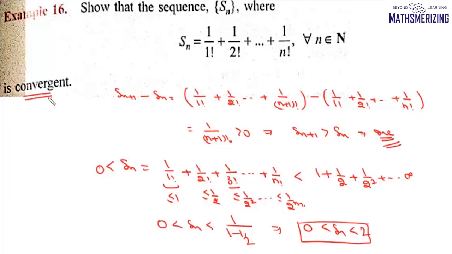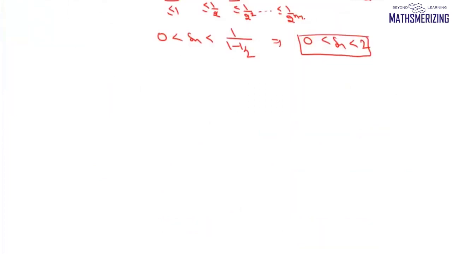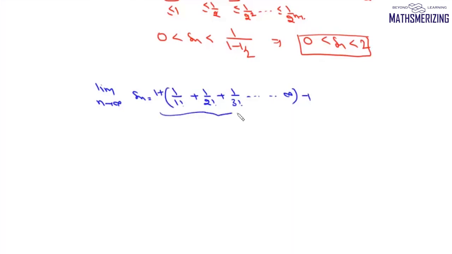Now we need to find the limit of this sequence. Now we take this limit n tends to infinity. So this limit n tends to infinity of Sn will be 1 upon factorial 1 plus 1 upon factorial 2 plus 1 upon factorial 3 up to infinity. Now if we add 1 and subtract 1, this is nothing but the expansion of e. So the limit of the sequence will be simply e minus 1.